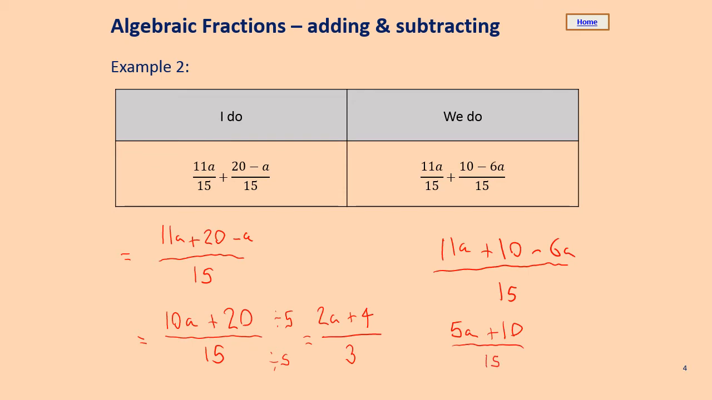And once again, this is a good answer, but it can be better. What does this answer need doing to it? Think for a sec. And again, you would be correct if you said simplify. 5a, 10, 15, again, share a common factor of 5. So if we divide the top and divide the bottom by 5, we're left with 1a, or just a, plus 2 over 3. And that's my answer.